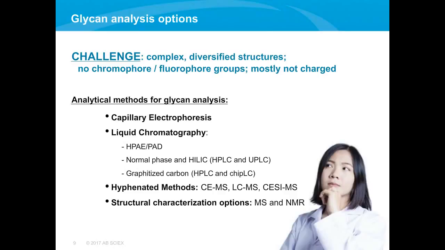So what is the challenge here? The challenge is that carbohydrates are very complex and very diversified structures. There are no chromophore or fluorophore groups for UV or fluorescent detection, and they are mostly not charged unless they are sialylated or maybe sulfated or acetylated. So the analytical methods in hand, what we are using today, is of course capillary electrophoresis, which is a very, very high performance methodology. Liquid chromatography and its subtypes can be used, obviously. Hyphenated methods like CE-MS, CESI-MS, or LC-MS, and the old-fashioned structural characterization options with mass spectrometry or NMR.